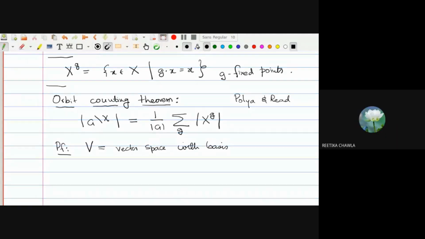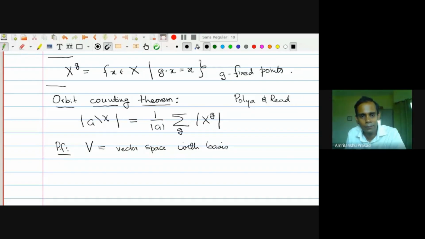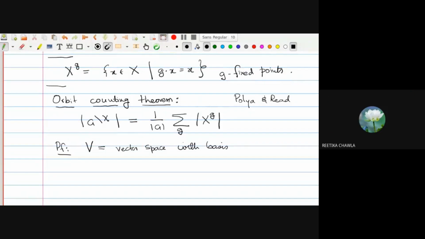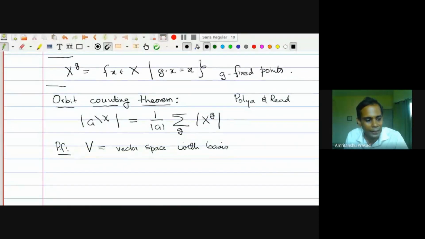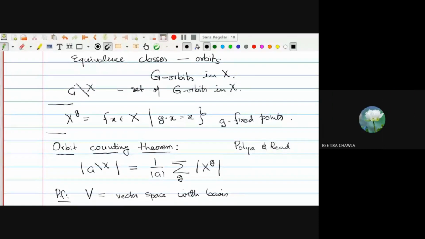So you defined orbits using necklace actions. Can we define stabilizer also? I defined it in general, not just for necklaces. Yeah, you can also define stabilizer. I'll come to that.